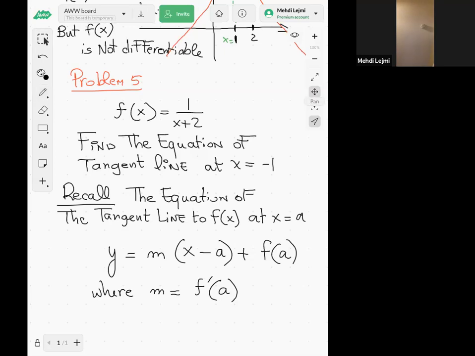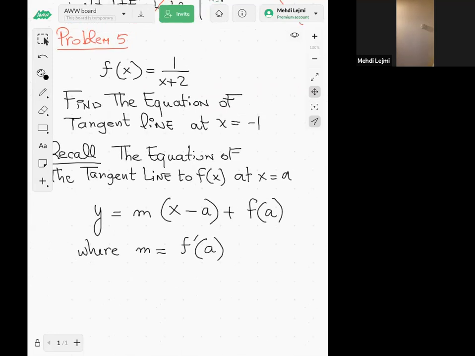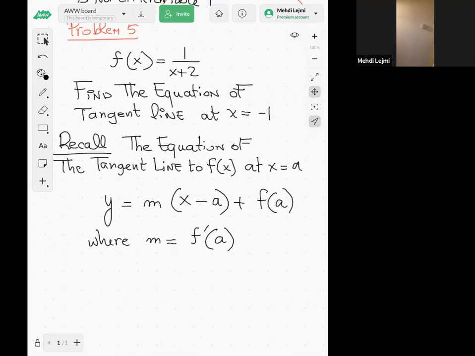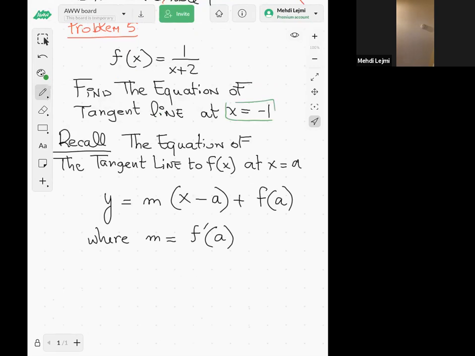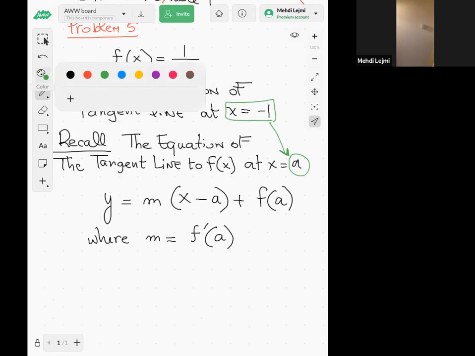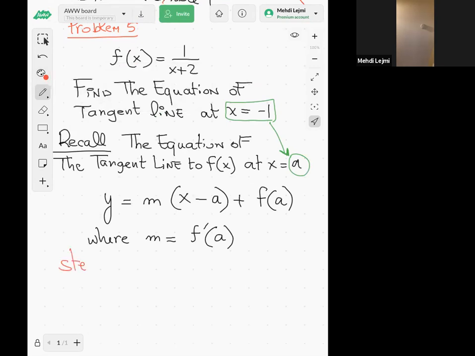So in our problem, my function f is 1 over x plus 2, and a would be, of course, negative 1. Here you see x is equal to negative 1, so my a is negative 1, right? Now, as I said, there are two main steps to find this equation. The first step would be to find this number m, and that will be the most important step. So step one, we have to find m, which is f prime of a, and we said a is negative 1, right?